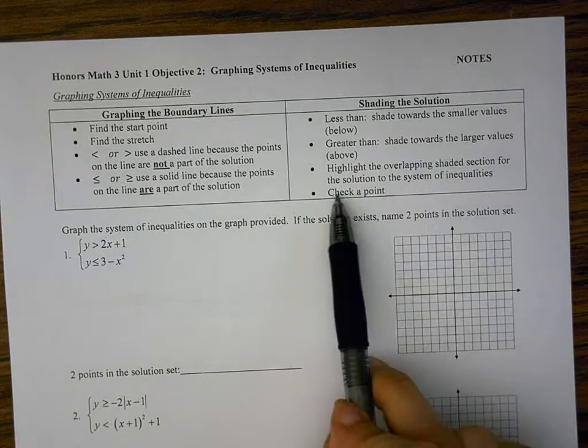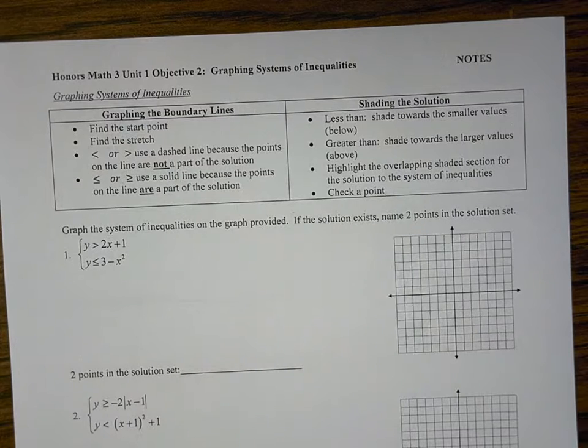Okay? And then I always recommend that you check a point, right? It's easy to accidentally shade the wrong way or to have graphed something funny or something like that. And so by checking a point or two, you make sure when I plug in those points, do I actually make my system of inequalities a true statement? Okay? And so we're going to demonstrate that here.